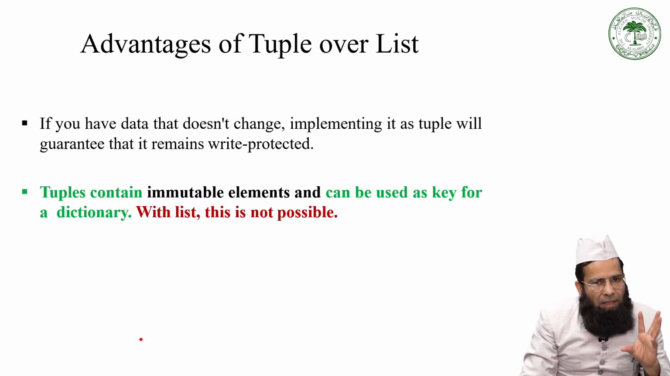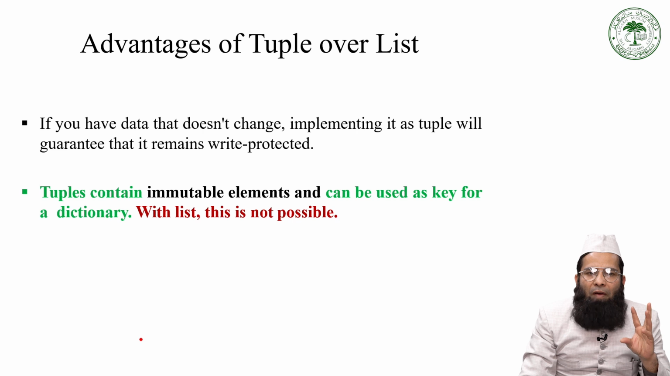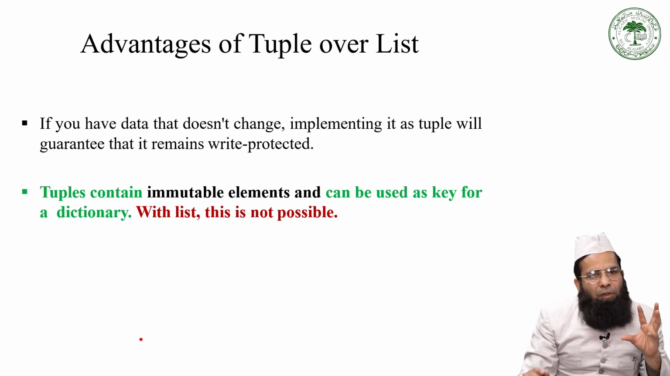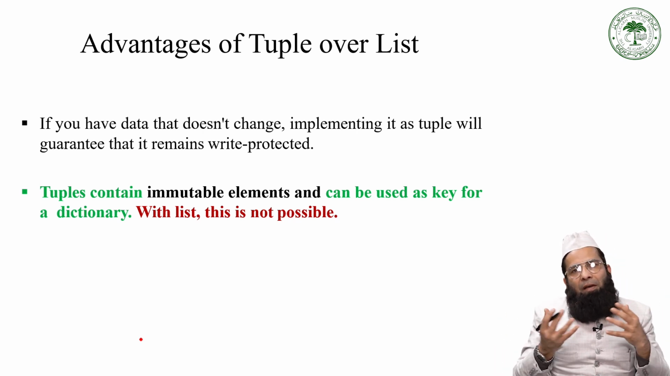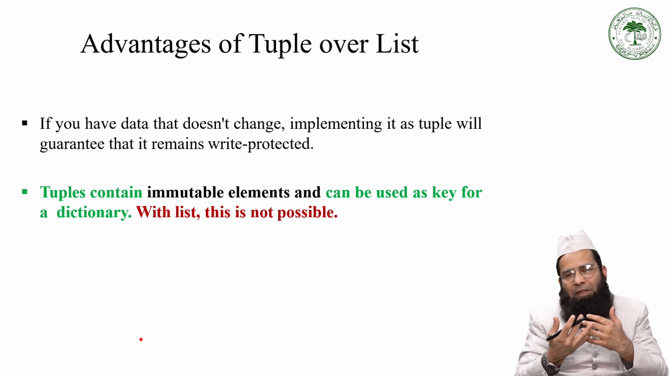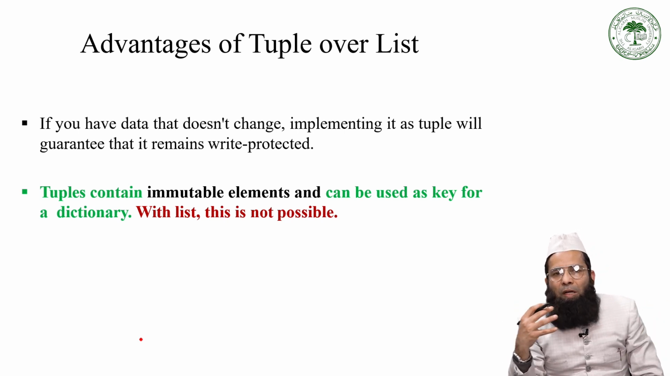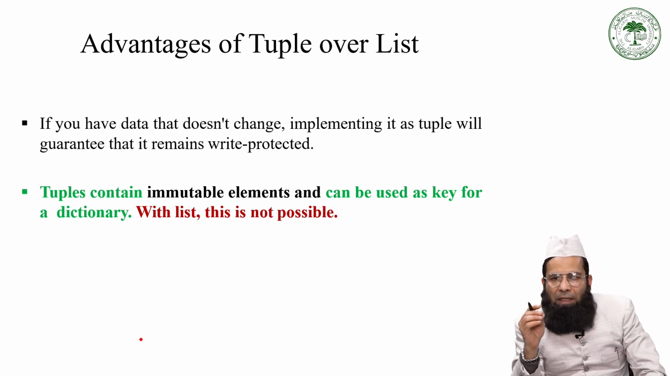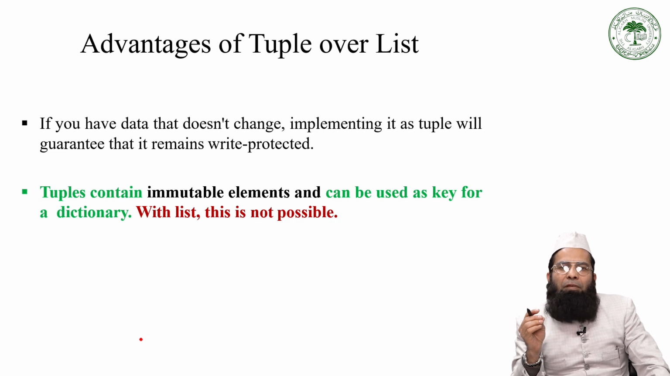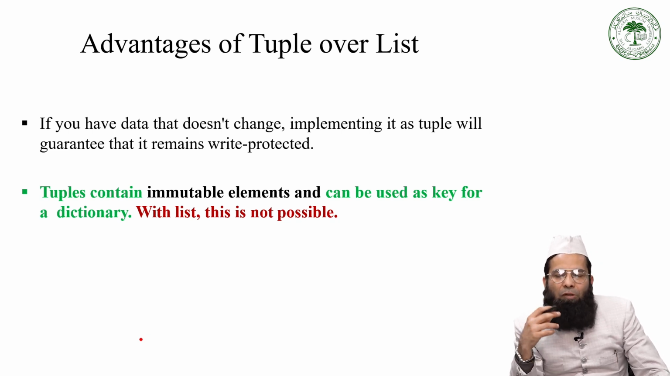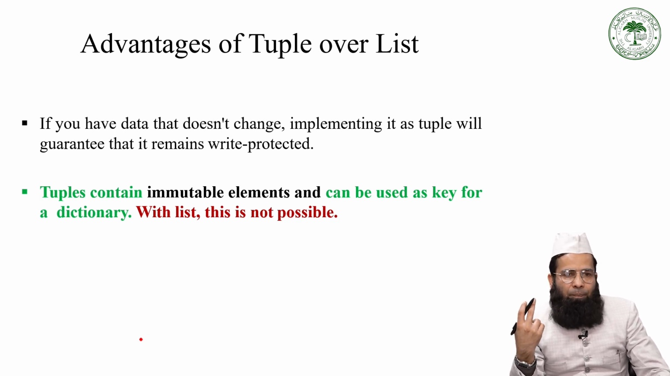Advantages of tuple over list. It is important. If you have data that does not change, implementing it as a tuple will guarantee that it remains write protected. So, what does it mean? Suppose you have data that is not going to change. You could implement it in the form of a tuple because the individual element cannot be updated, right?